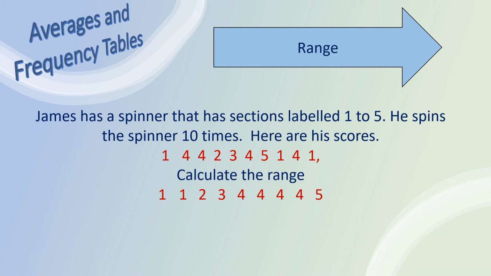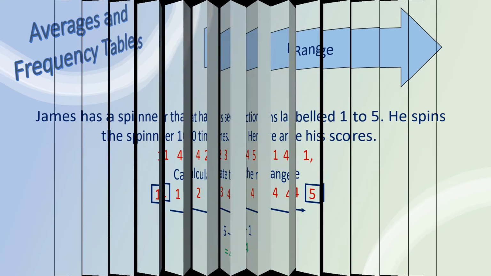And just like the median and the mode, you just rearrange the data from left to right, small to large, and it's the distance between the largest and the smallest. So it's the distance between there. Okay, and if you take 5, take away 1, you can see then that the range is 4. So the distance between here and here is 4. And that's the range.